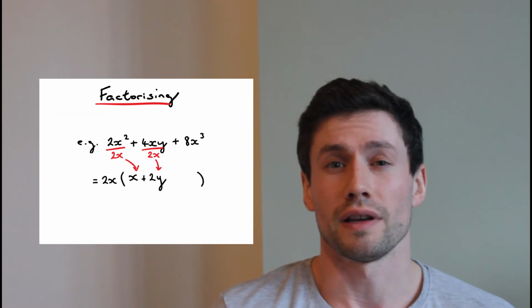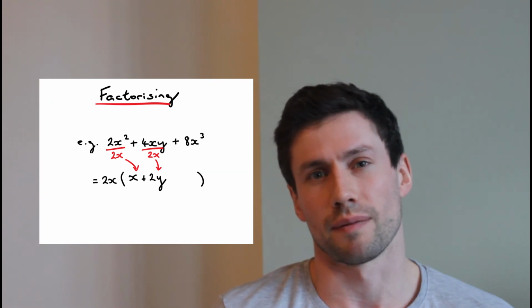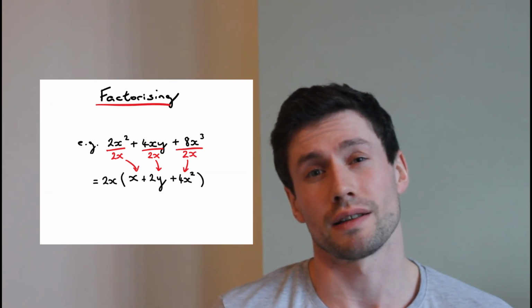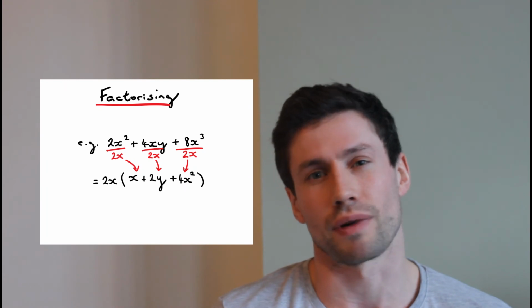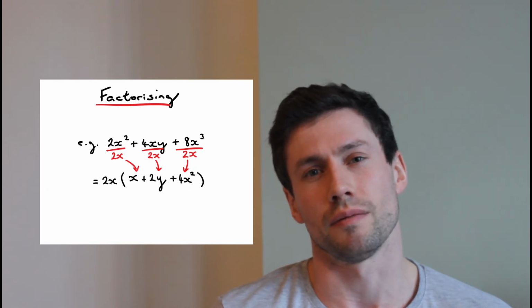I then finish by looking at the third term, which is 8x cubed. 8x cubed divided by 2x is 4x squared, and this becomes the final term inside my bracket. I then close my bracket, and the factorisation of these three terms is complete. When factorising, you need to remember the following rule, which allows you to divide one thing by another and work out the resulting indice. The rule is as follows.